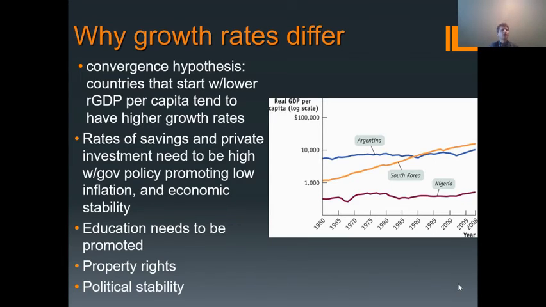Essentially, countries catching up. Rates of saving and private investment do need to be high, with government policy promoting low inflation and economic stability. If you have that sort of mix, it gives you a better leg up for economic growth. You need to promote education because this is how you get more human capital. You need to respect property rights, and you need to have political stability as well, because all of this fits into the investment that you need to encourage economic growth.